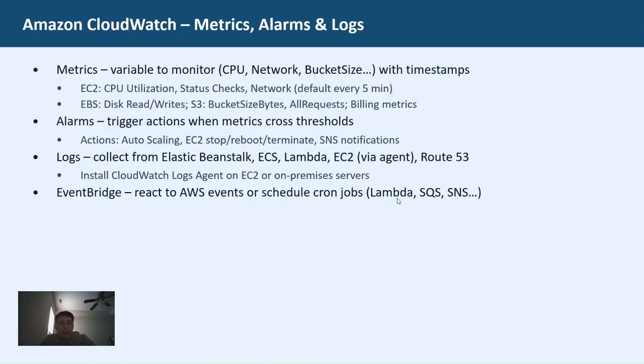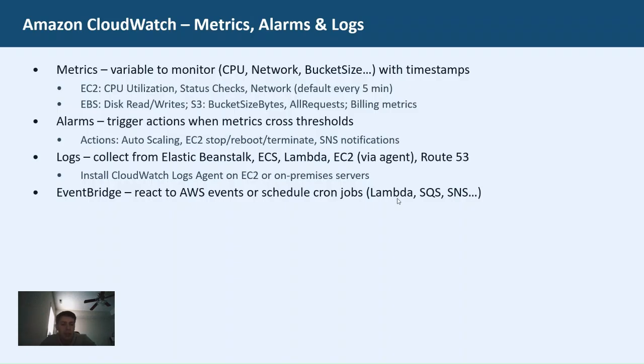So CloudWatch is AWS's central monitoring service. Metrics are variables you track over time: EC2 CPU, EBS disk width, S3 bucket size, billing. EC2 sends metrics every 5 minutes by default. With detailed monitoring, you get 1 minute intervals.